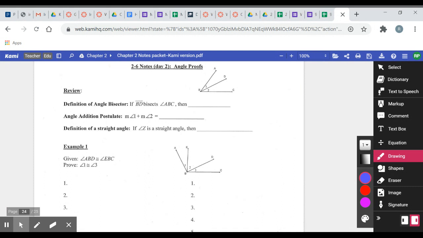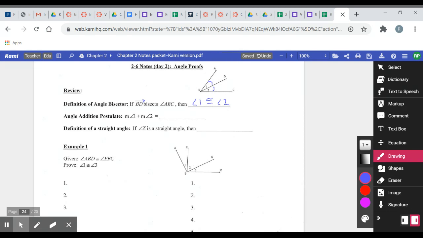A couple of review things first before we start the three proofs. One is the definition of angle bisector, which says that if ray BD bisects, remember that means cuts in half, angle ABC, then what? In reference to this particular picture, we can see that angle 1 must be congruent to angle 2. So I can say that angle 1 is congruent to angle 2.